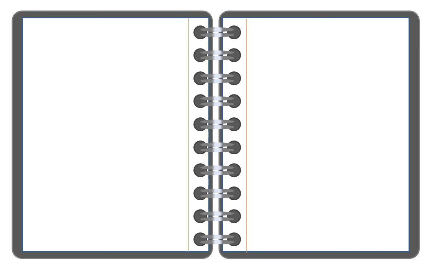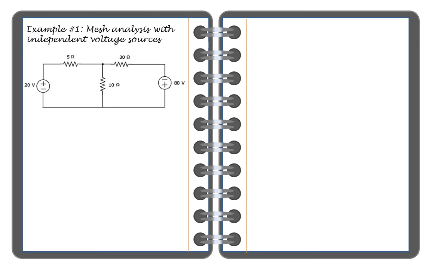Now, in order to further understand how to use mesh analysis, we will have an example. Here's example number 1, where we're going to use mesh analysis with independent voltage sources. Here's an example of the circuit.